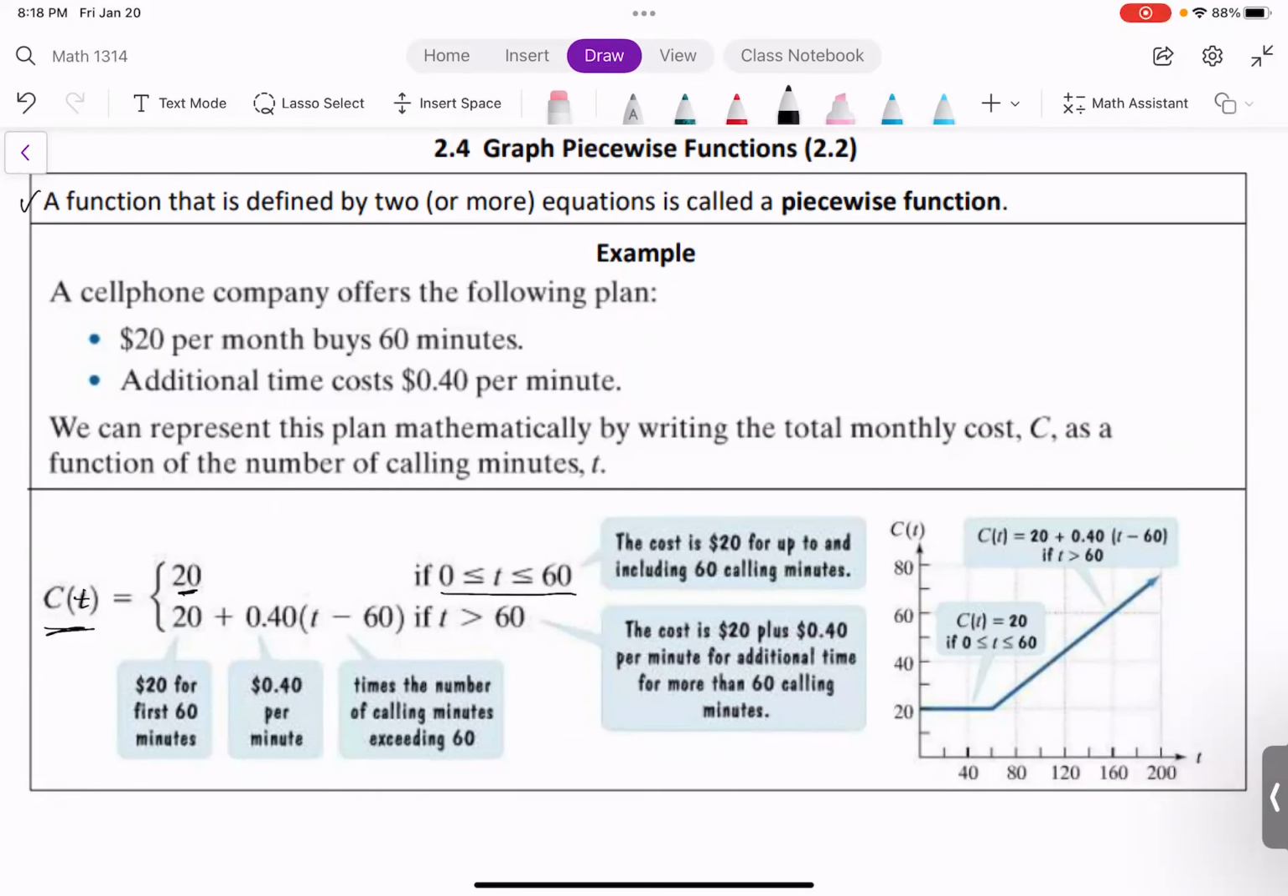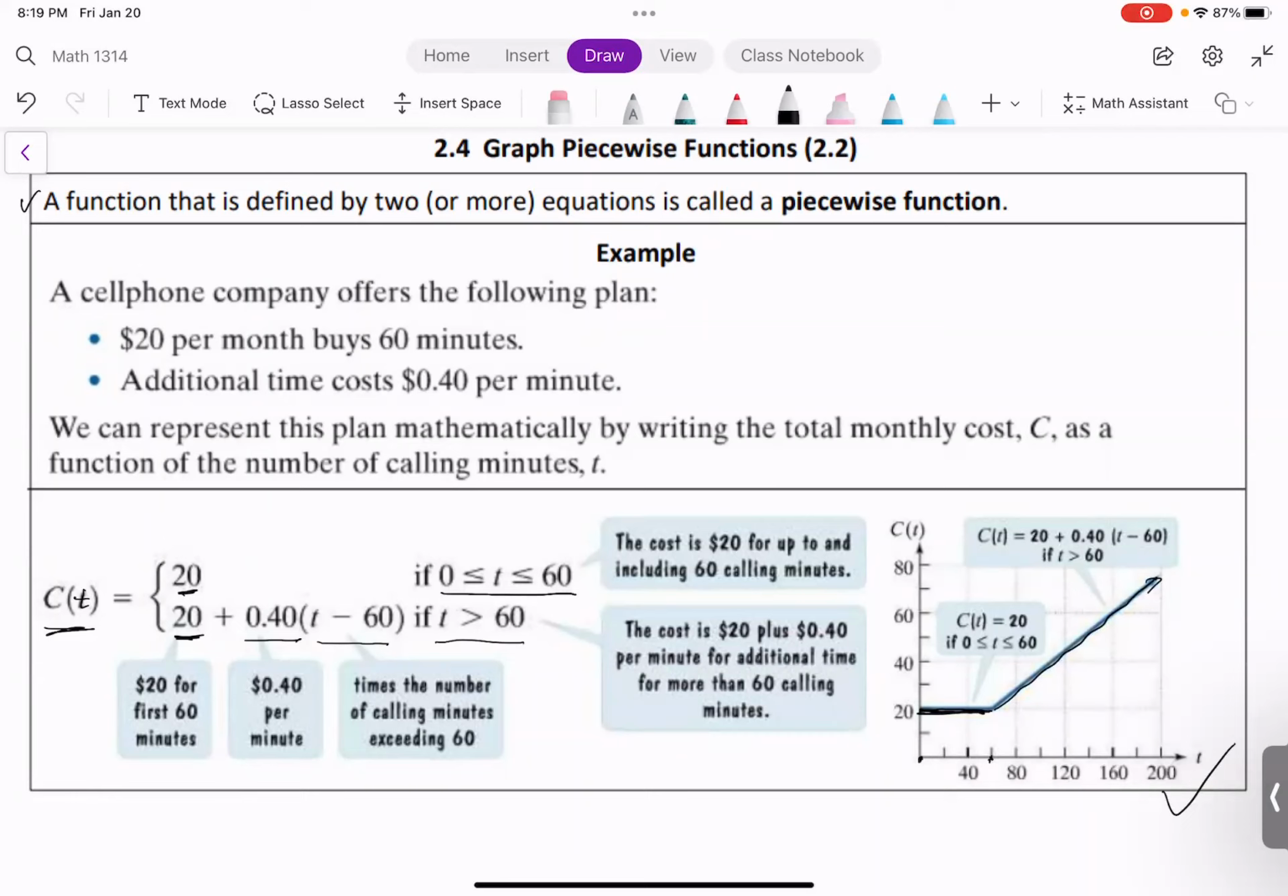If you call more than 60 minutes, first you need to pay the $20 initial fee, and then $0.4 per minute times the number of calling minutes exceeding 60. So this part is the minutes more than 60, if T is greater than 60. If we graph them, from x equals 0 to 60 we have a constant function. More than that, we will have an increasing function like this.